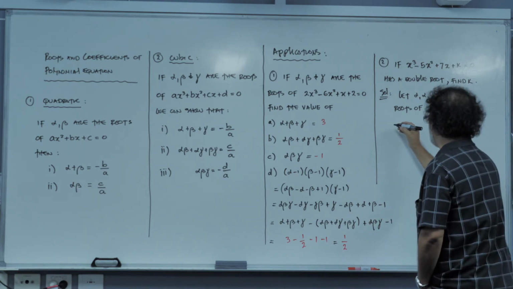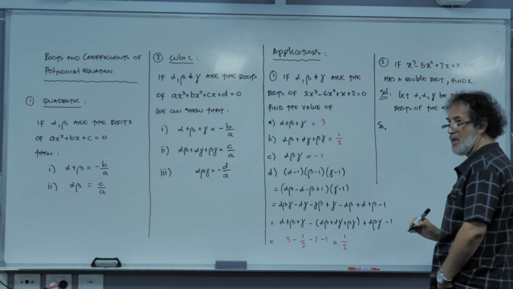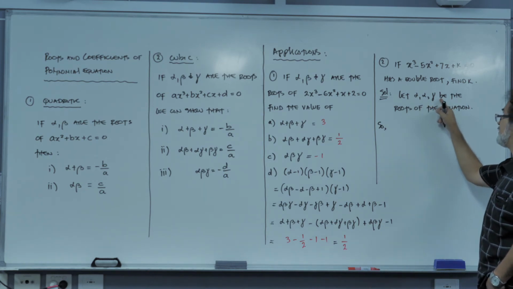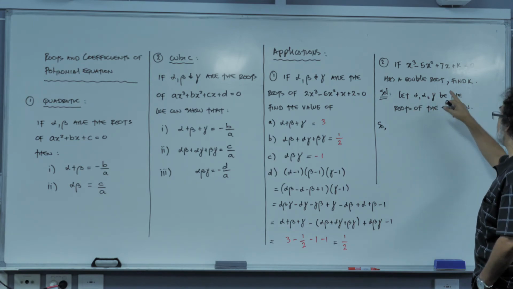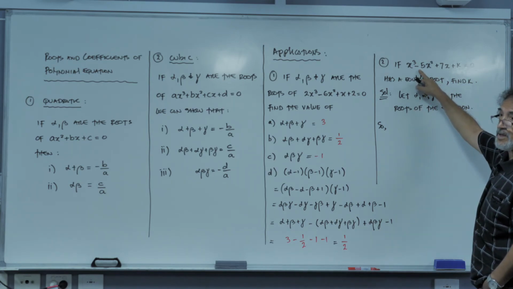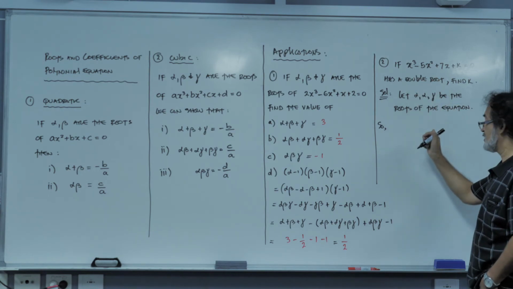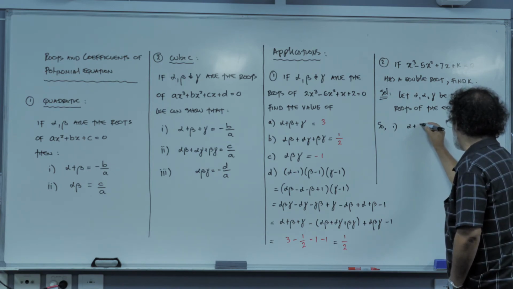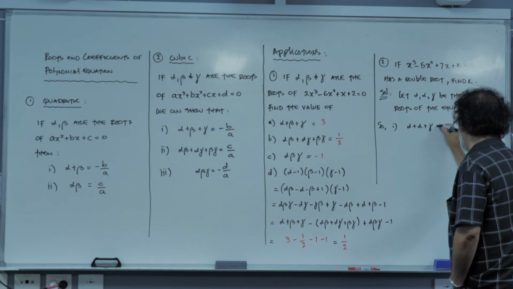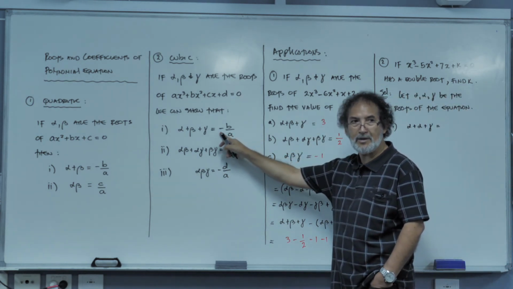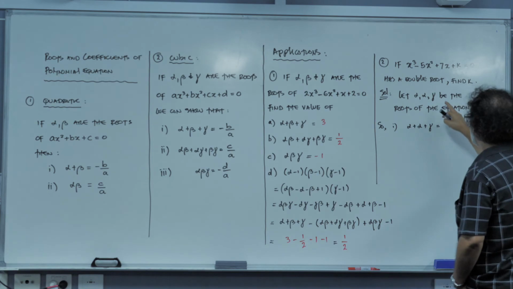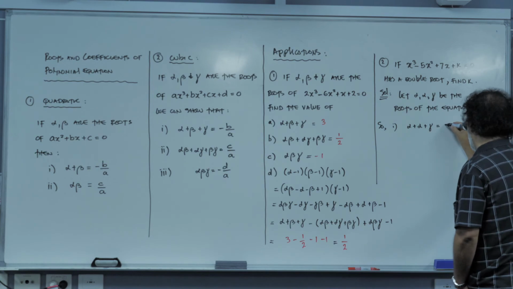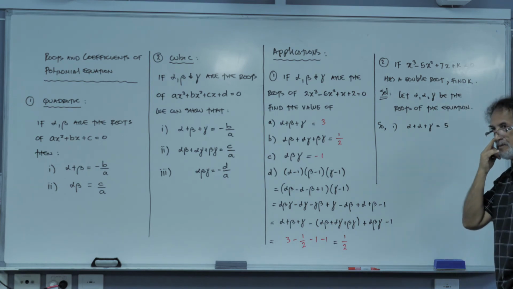So we know that when we add these three things together, the answer is going to be equal to minus b on a. I'm going to label this: alpha plus alpha plus gamma has to be equal to minus b on a, and b is -5, so it's minus -5 divided by 1, so it's 5.